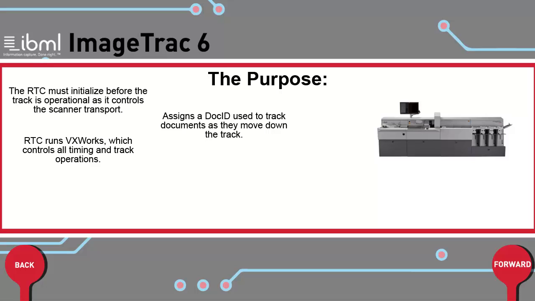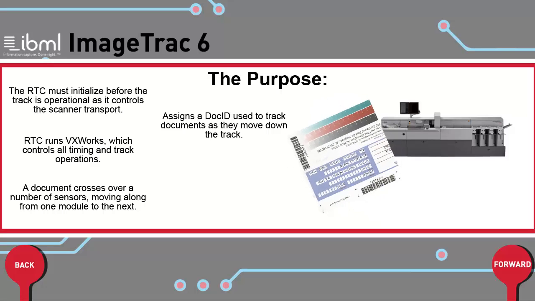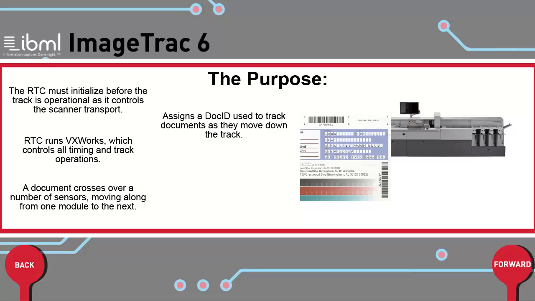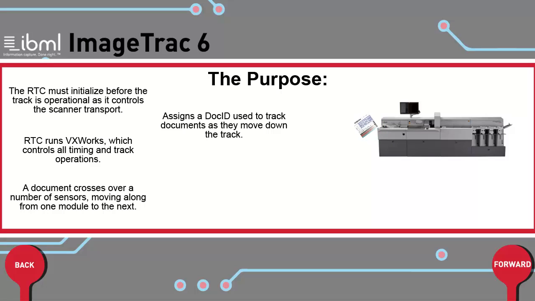As we mentioned earlier, many processes occur to enable intelligent scanning. When scanning documents using the ImageTrack, a document crosses over a number of sensors as it moves along from one module to the next. These different modules are discussed in Course 3, but let's continue. A document moves along the registration module and soon passes over a second sensor and then a third. Once the document crosses the third sensor on the registration module, a document ID or doc ID is assigned to that document. This ID is used to track the document's progress as it moves down the track.